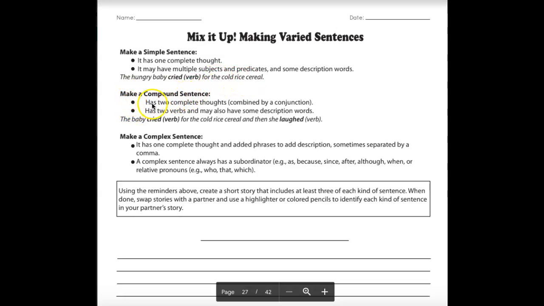Okay, that's a simple sentence. A compound sentence has two complete thoughts combined by a conjunction. So let's look at this one. It has two verbs and may also have some description words. All right, the baby cried for the cold rice cereal and then she laughed. So that's a little bit more complex or involved than just a simple sentence. It has two complete thoughts. The baby laughed and the baby cried for the cereal.